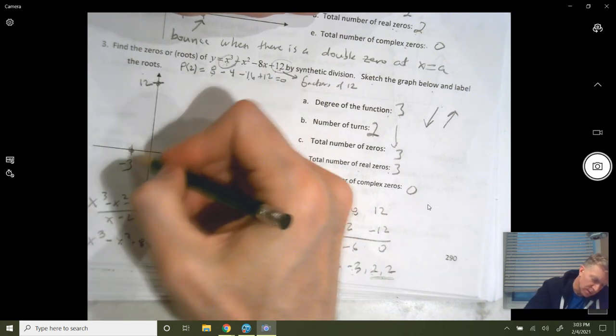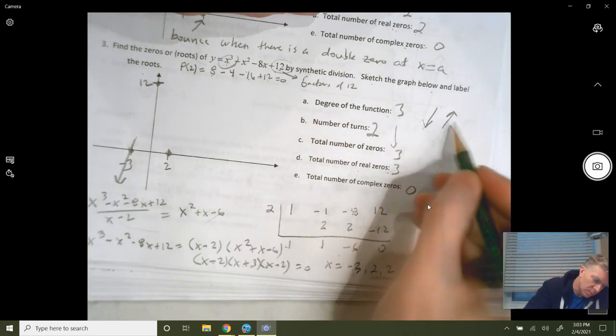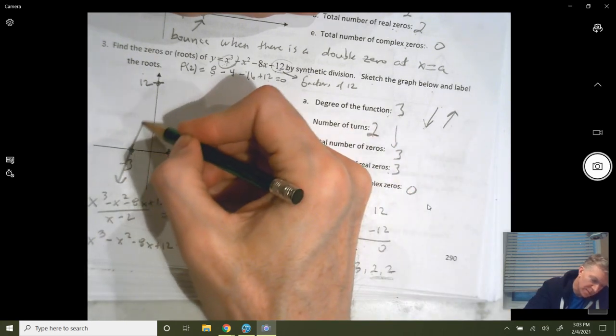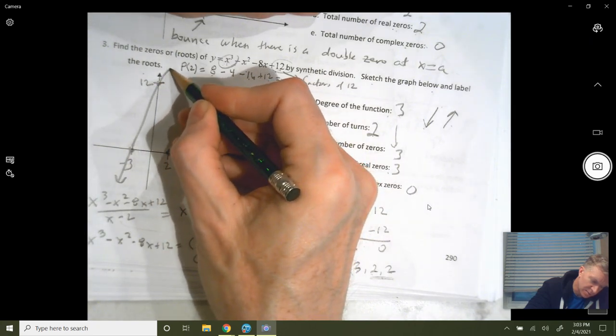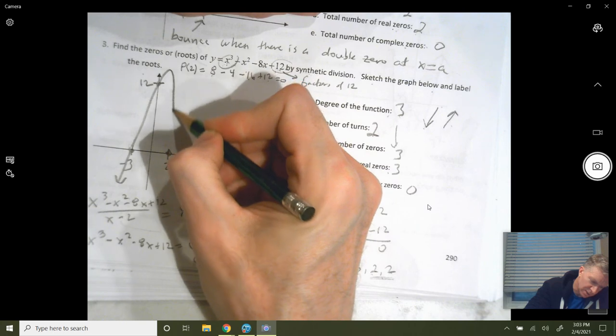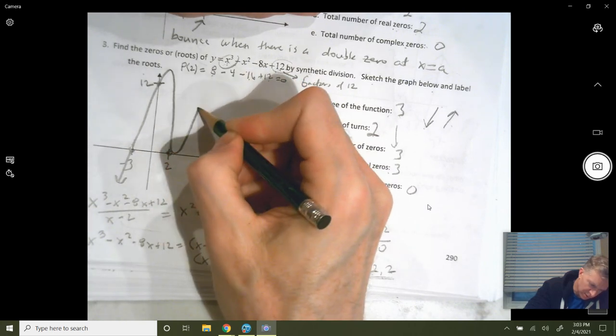Okay, so on the left, it's down. On the right, it's up. We've got to go through here. We don't know that that's a max, so let's not assume that. Maybe it keeps going up. Then it comes down here. I didn't draw that great. That's going to bounce at 2 and come back up.